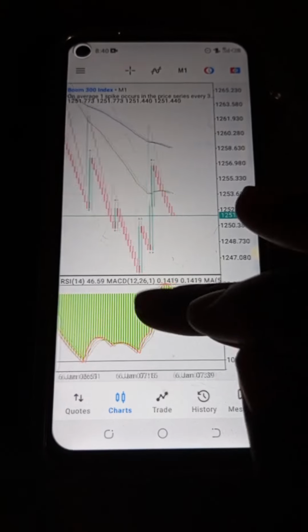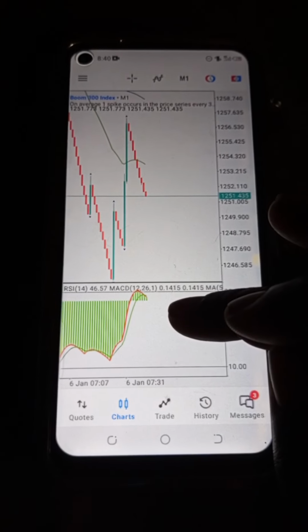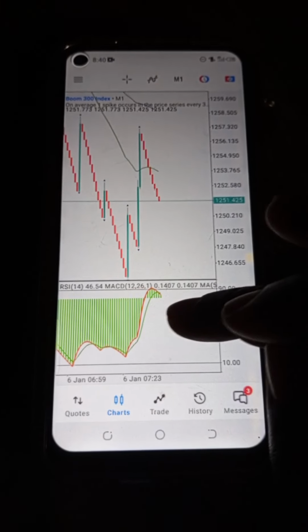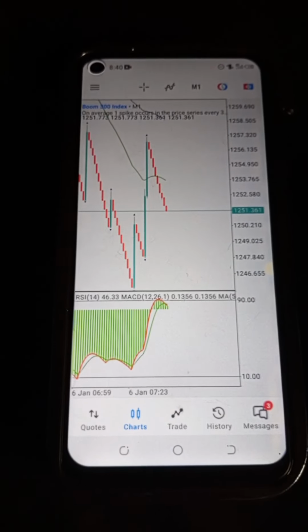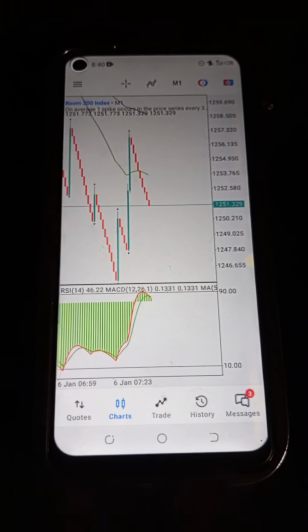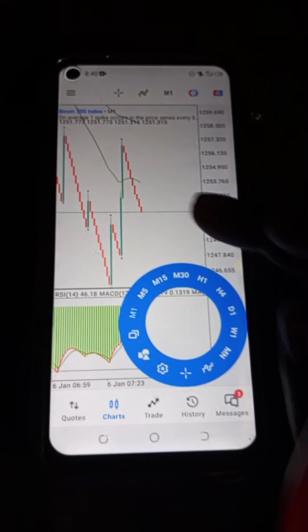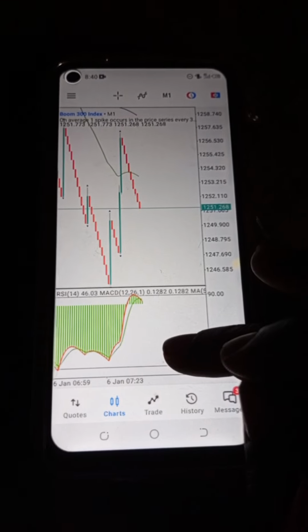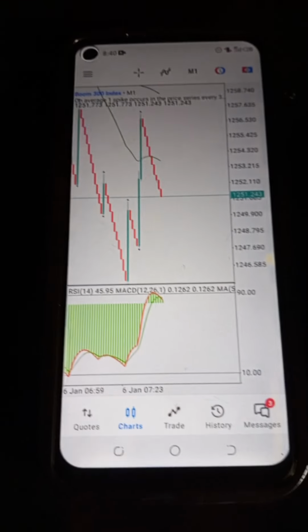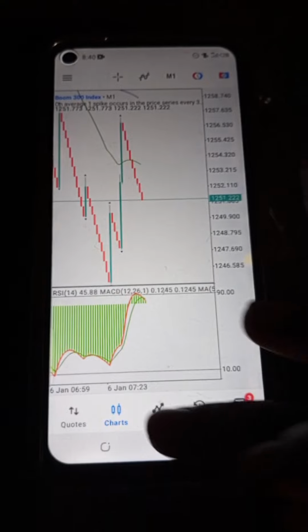Guys, let's check. Guys, our Boom 300 is also ready for sale. So let's wait for the crossover there at the level 10. Let's wait for the crossover. So we have another trade to enter there.